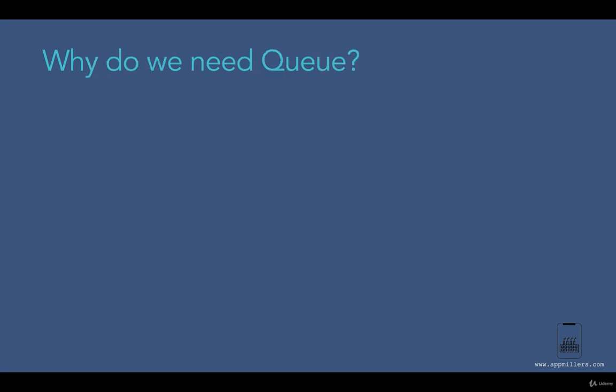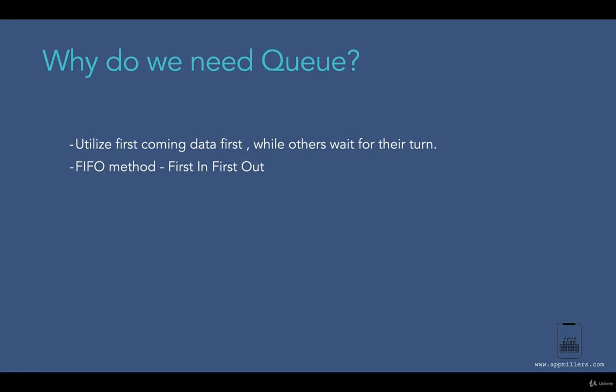Now let's see why we need the queue data structure. In case you need to create an application which utilizes first coming data first, then we need to use the queue data structure. As the name suggests, it is used whenever we need to manage a group of objects in an order in which the first one coming also gets out first, while others wait for their turn. You might be interested in which applications we can use the queue data structure. Now let's look at the real applications in which we need to use it.